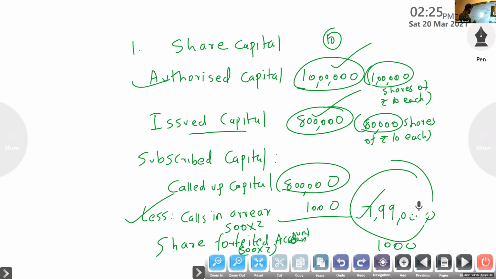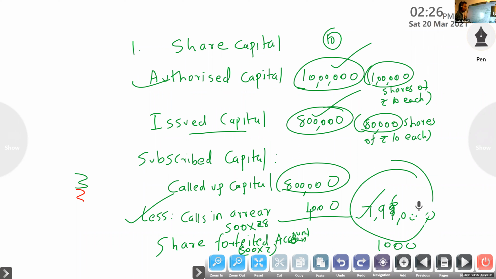Okay, here it will change. In this case, how much amount did he fail to pay? 500 into 8 he didn't pay. So, as in the last example, 500 into 8 call scenario, so 4,000. So 7 lakh 96,000. Then share forfeited account: if we cancel the share, whatever amount he has given to the company becomes the property of the company. So 500 into 3 he has given. So 1,000.